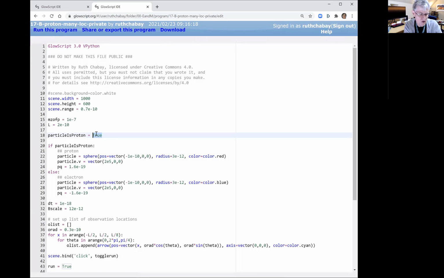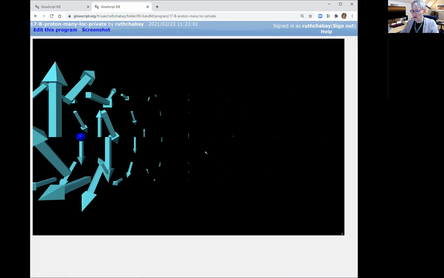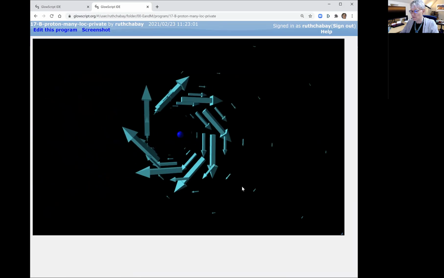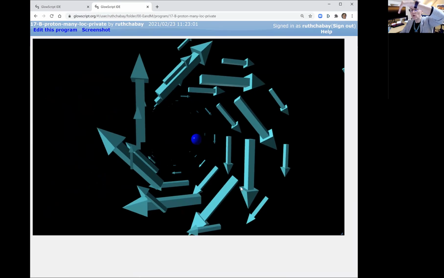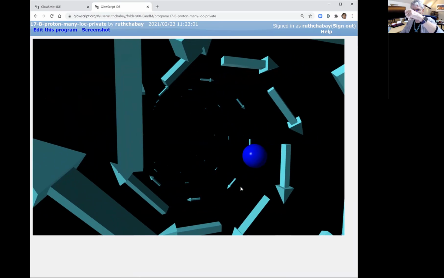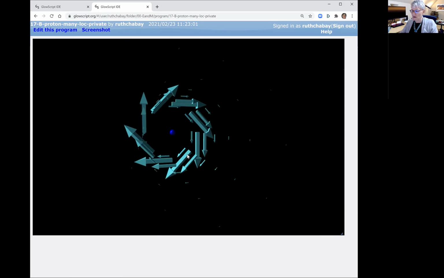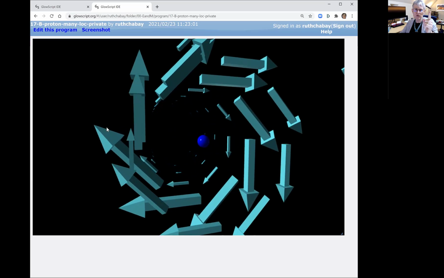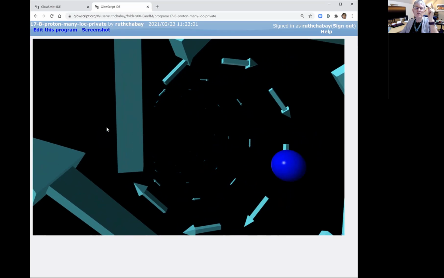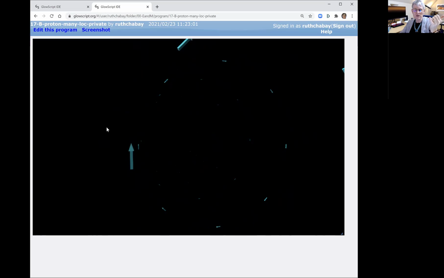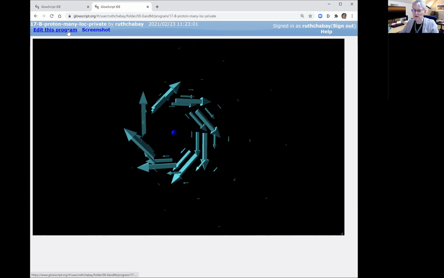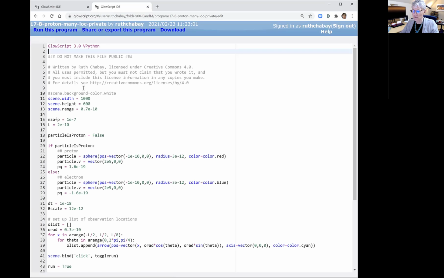So if we make this an electron, then we see that we get the same phenomenon, but the field is actually pointing the other direction. Okay, if we change the charge. So the magnetic field at any observation location seems to depend on the direction of motion of the charge, the vector r from the source to the observation location, and the sign of the charge. And so those are key issues here.